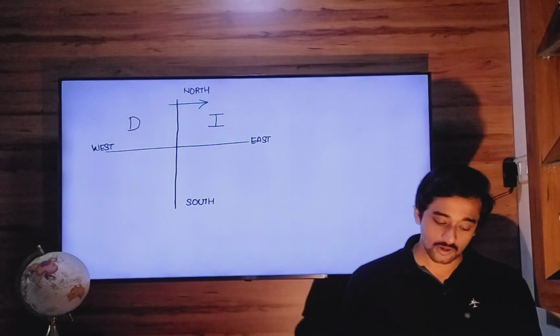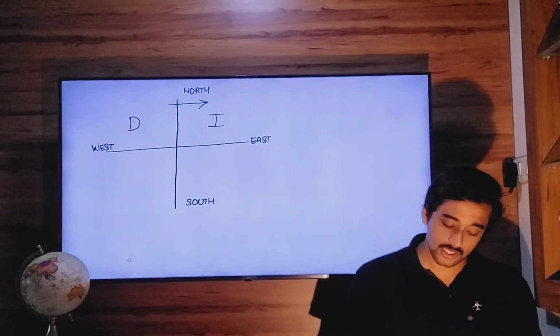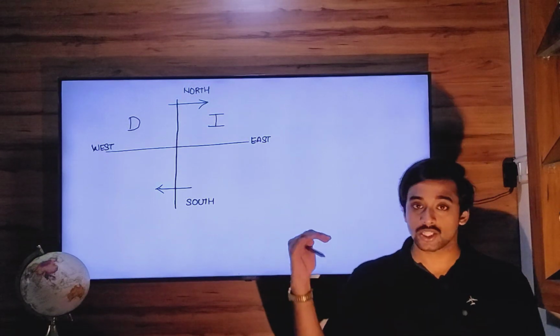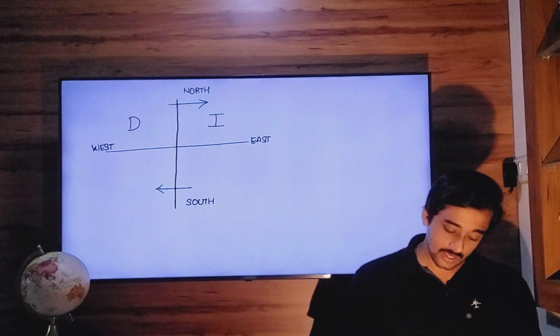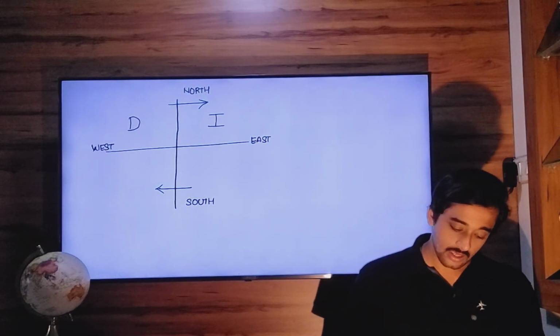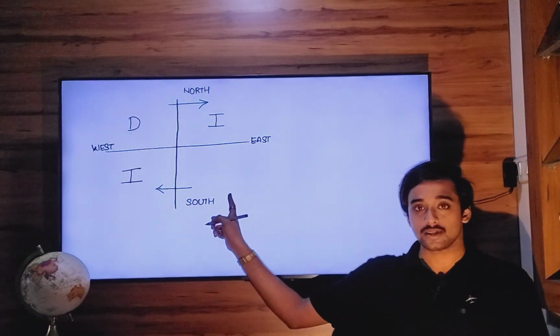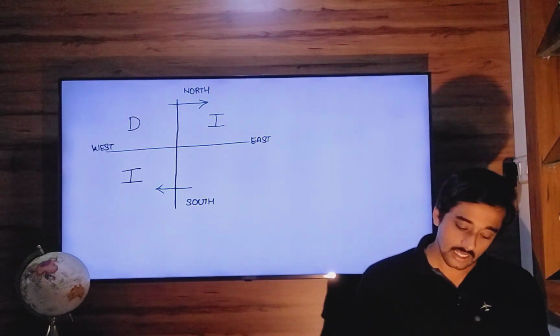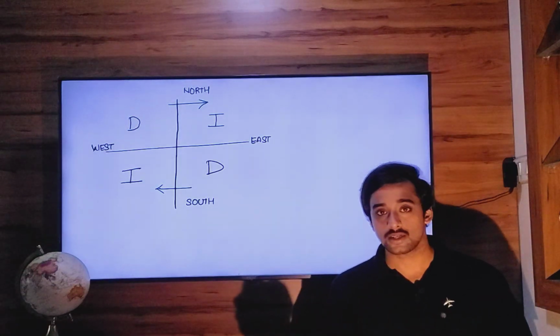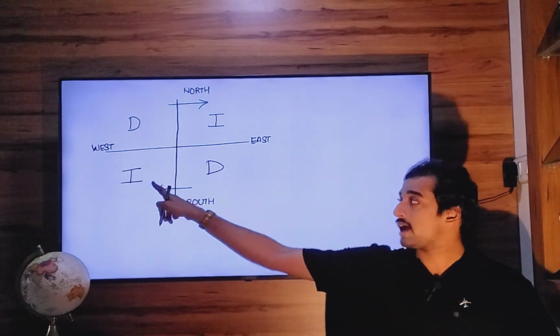Now come down to the south hemisphere. If you are in the south hemisphere and you travel in the direction of west, what will happen? The great circle direction will increase, and if you travel in the direction of east, being in the south hemisphere, the great circle direction will decrease. Okay, so this is DIID.